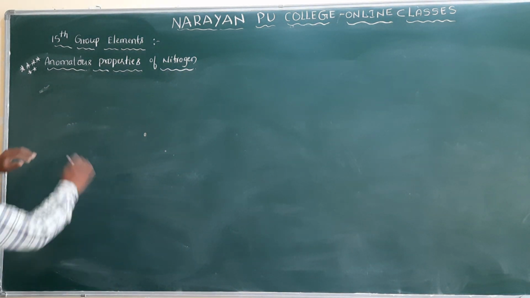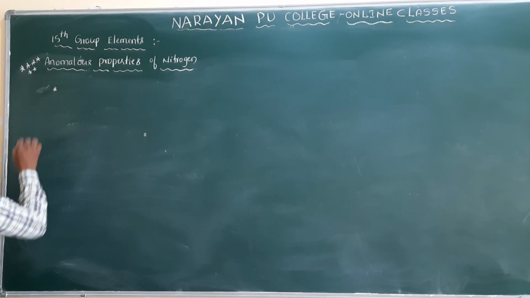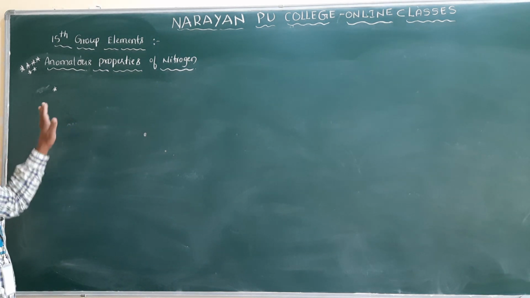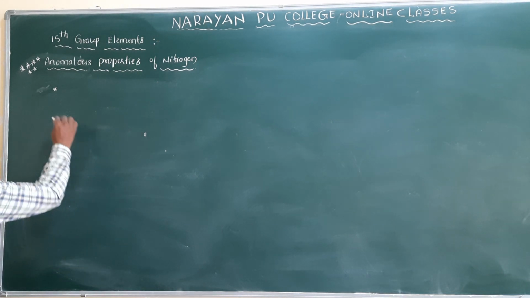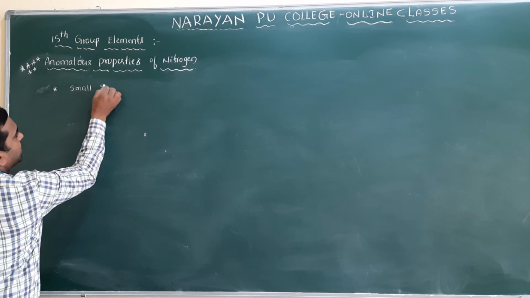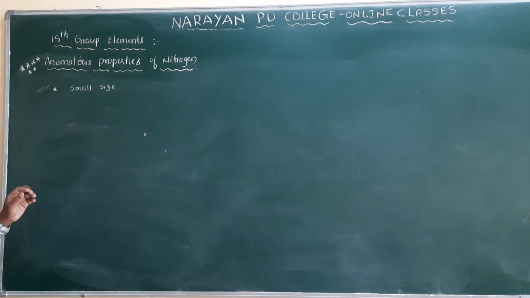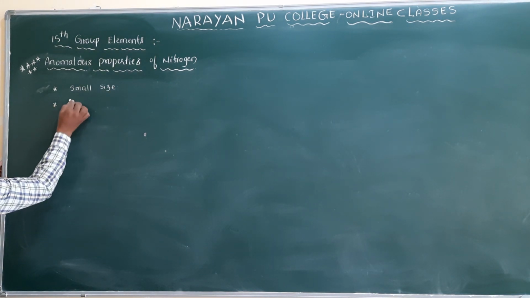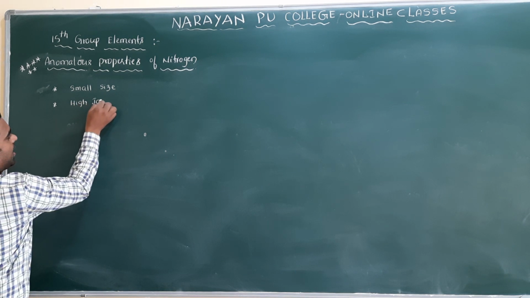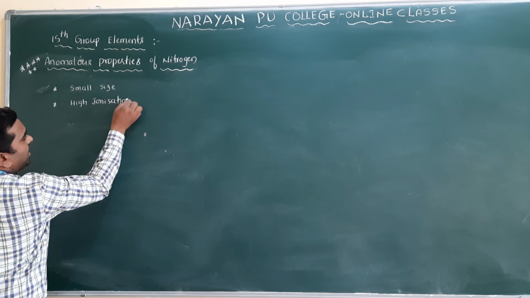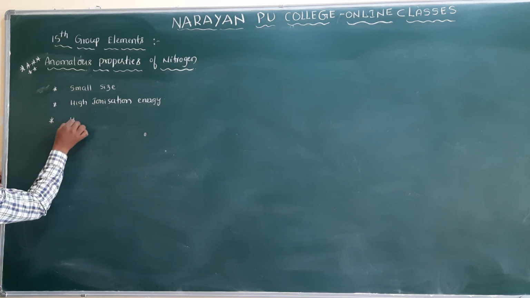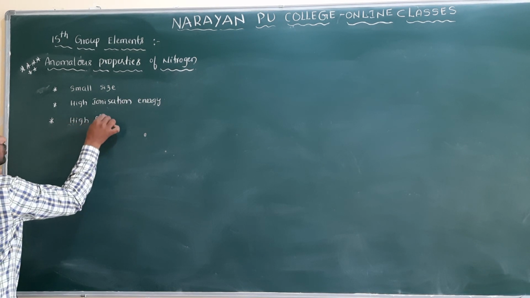First of all we have to write why nitrogen behaves differently from the other elements, because of 4 reasons. What are those 4 reasons? The first one is its small size. The second one is high ionization enthalpy, or ionization energy. The third one is high electronegativity.